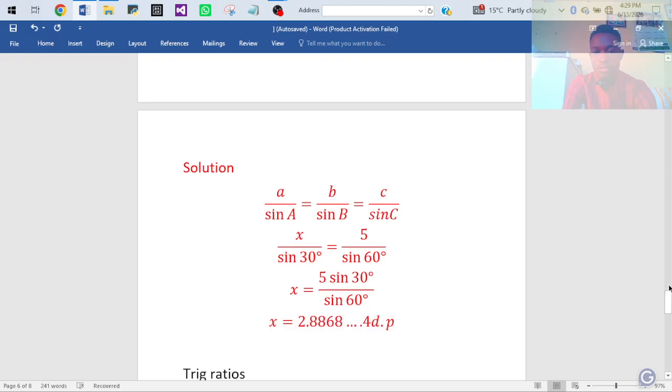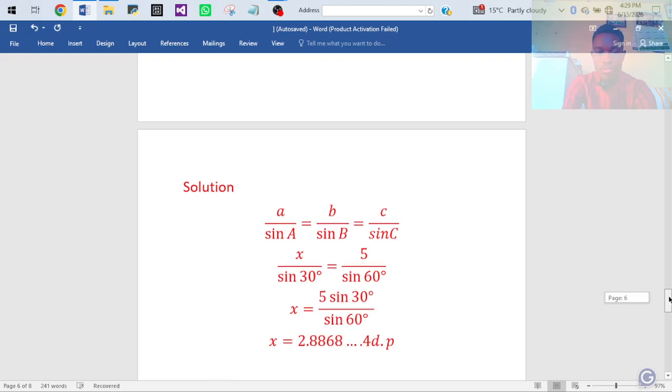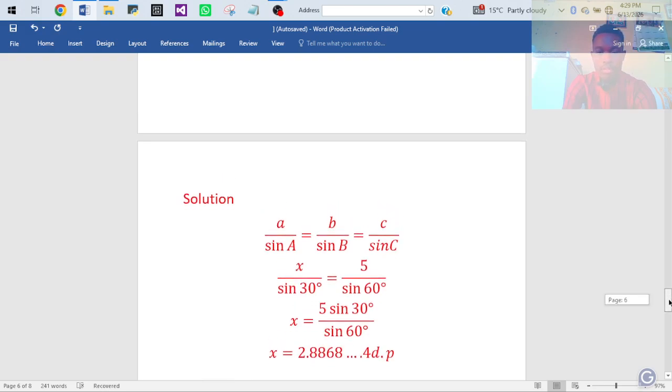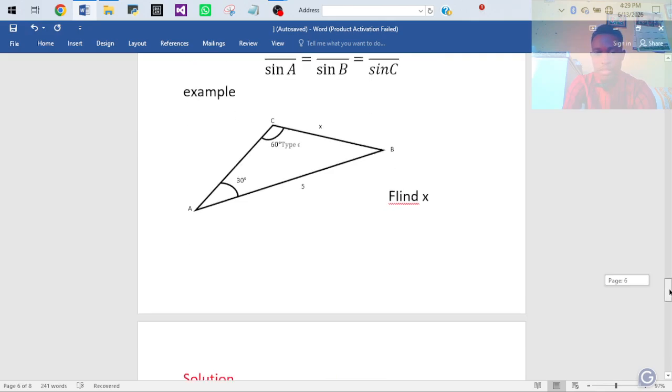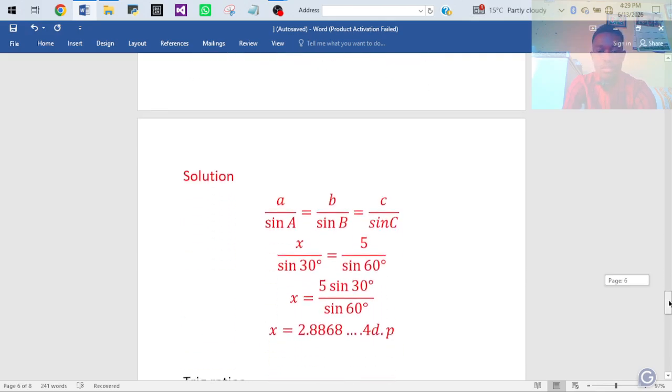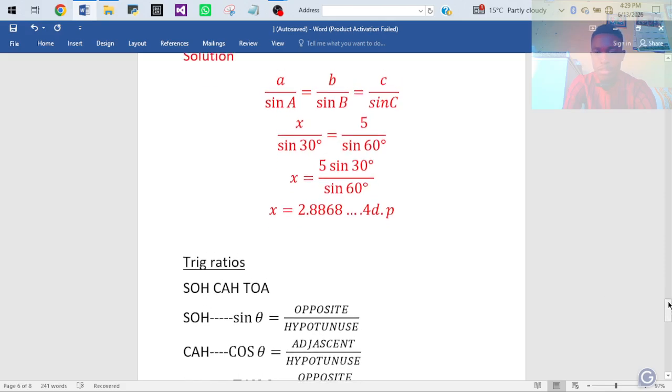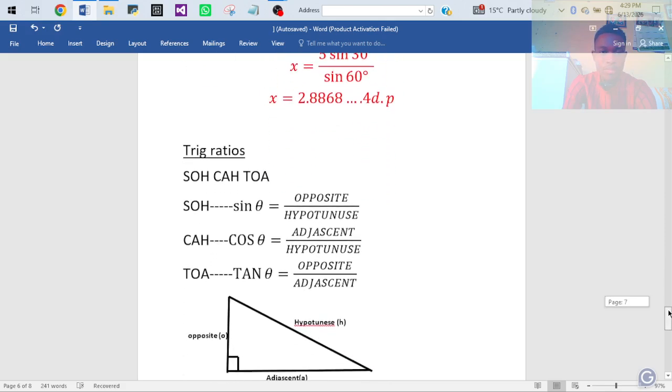It's 2 point something. If you want to round it to the nearest whole number, you get 3. So this side will be approximately 3. This is how you use the sine rule, cosine rule and Pythagoras theorem. So let me just go through the trig ratios.